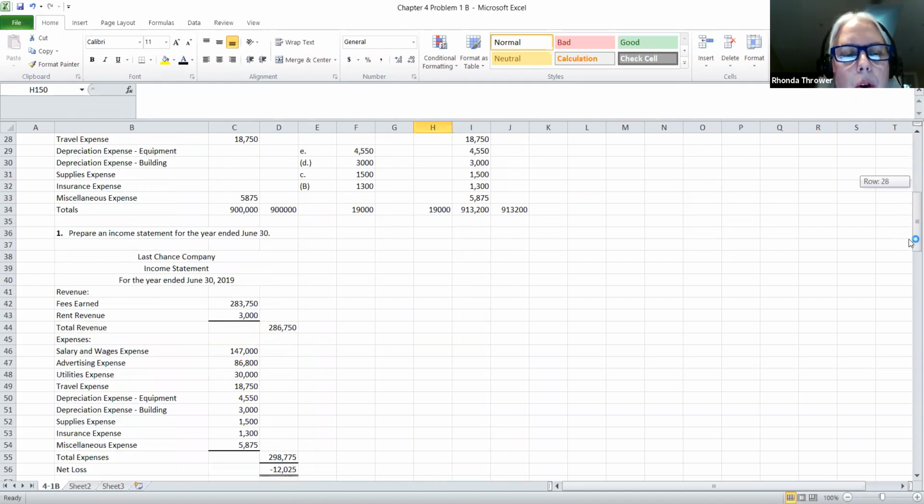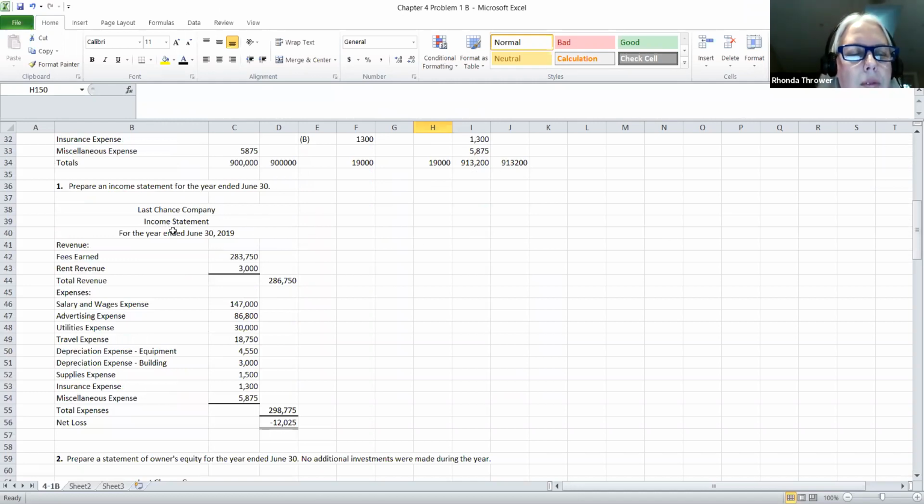So you'll remember one of your first financial statements that you'll have to prepare is the income statement. And on the income statement, we start with a heading. We start with the name of the company, the statement that we're preparing, in this case the income statement, and the time period that we're preparing that financial statement for. In this case, it's for the year ended June 30th, 2019. So we're at the year end and we're preparing our financial statements. Always prepare your income statement first.